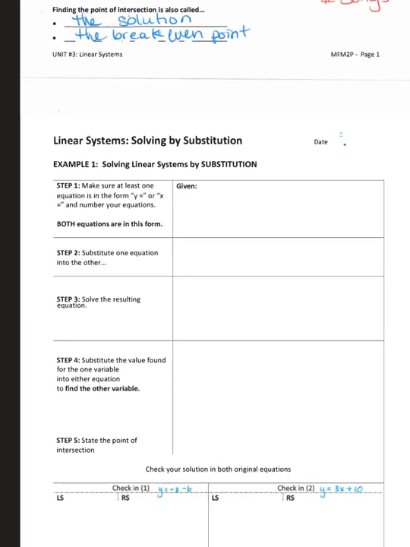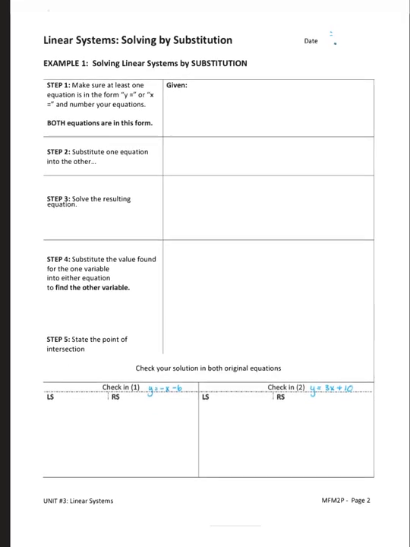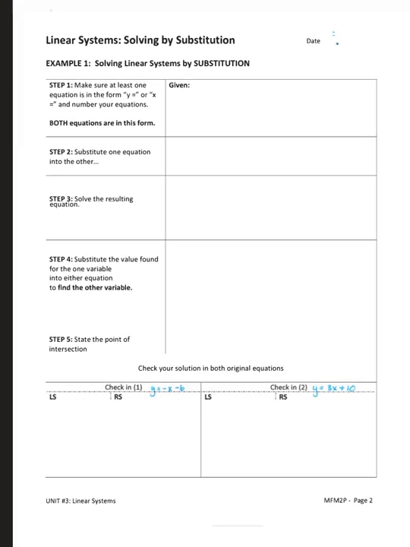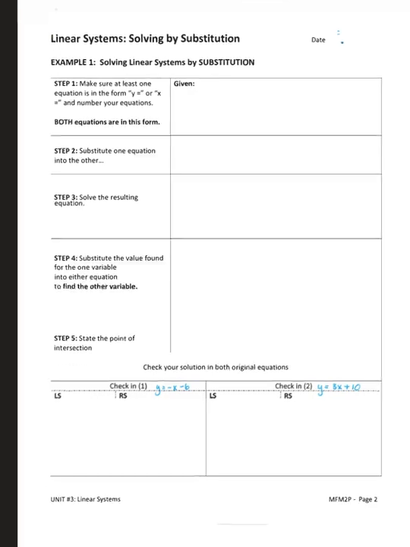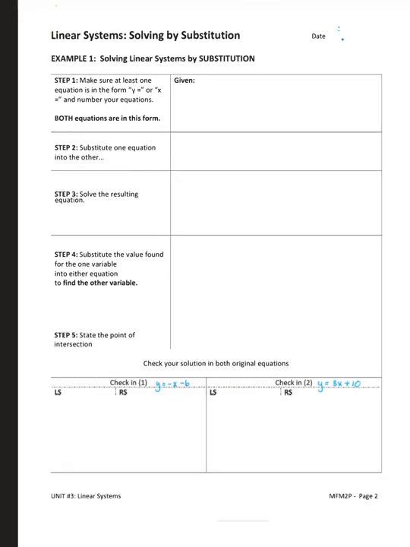All right, so let's talk about solving them a different way. So that's the way that we talked about up here, this is solving a system by graphing, because I physically had to draw the graph for each of them to find the solution. Now let's talk about solving by substitution.